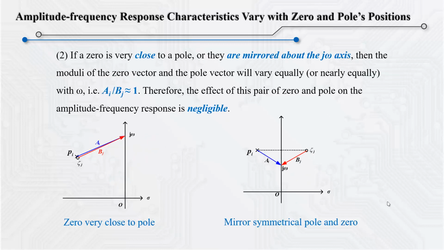Secondly, if a zero is very close to a pole, such as the p_i and zeta_j in the left figure, or they are mirrored about the j omega axis, then with the variation of omega, the moduli of these pairs of zero and pole vectors will vary equally, or nearly equally. Thus, the ratio of the pole vector modulus to the zero vector modulus is almost equal to 1. Then the effect of this pair of zero and pole on the amplitude frequency response is trivial and can almost be ignored.